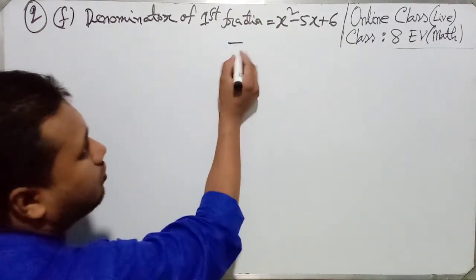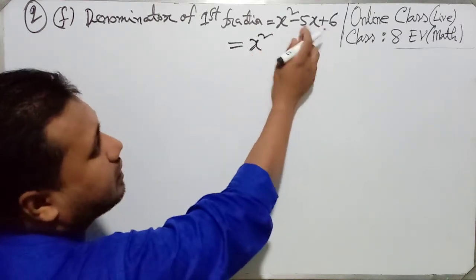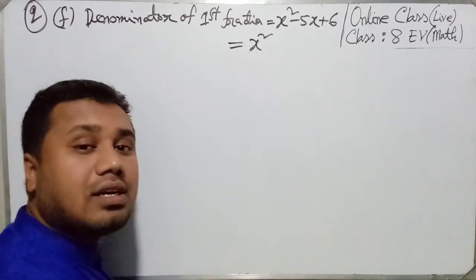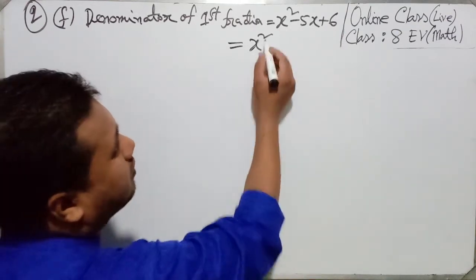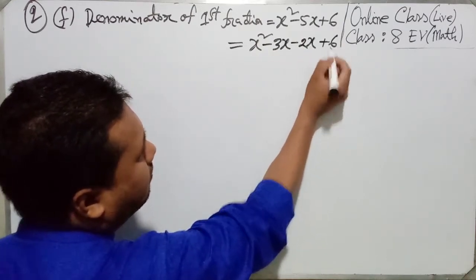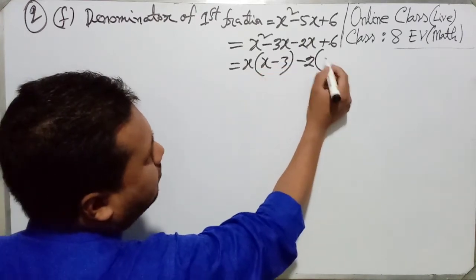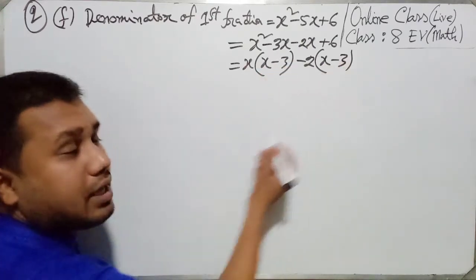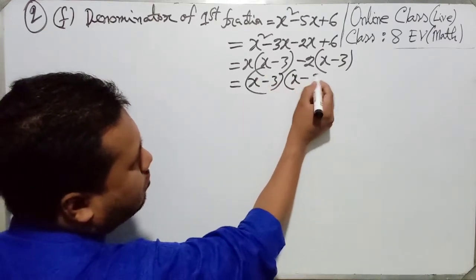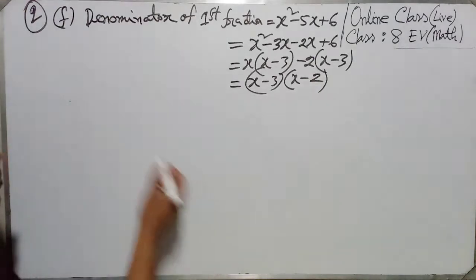Now at first we have to factorize. Now x square, this 5 and this 6, both first and last are positive, so we have to take a positive sign. So we can take minus 3x minus 2x plus 6. Now it will be x minus 3, if minus 2 is common, then it will be x minus 3. So x minus 3 and another x minus 2. So this is our factorization of the denominator of the first fraction.